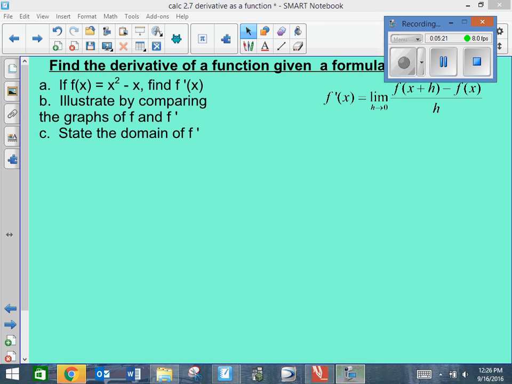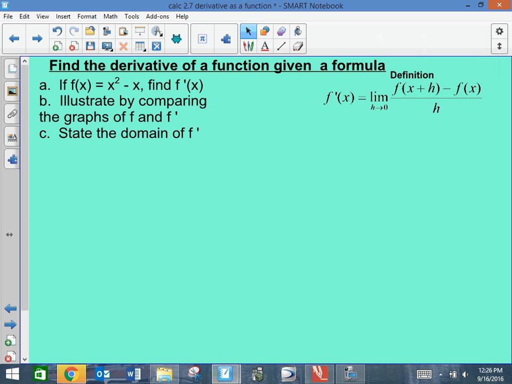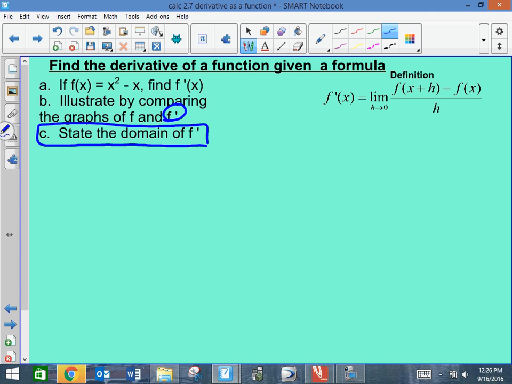Here we go. Okay. Find the derivative of a function given a formula. All right. We've done most of this before. We haven't talked about this piece yet. And, of course, we're going to graph. Okay? All right. So, go ahead. Find f prime of x. Go, go, go. Find f prime of x. Here's your formula in case you don't know that right now, but you should.